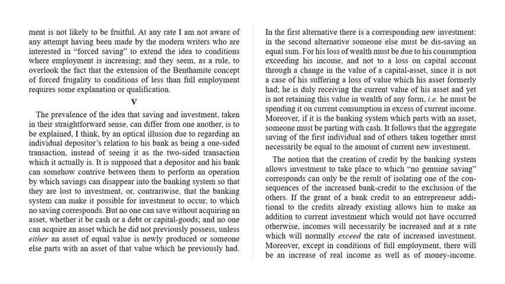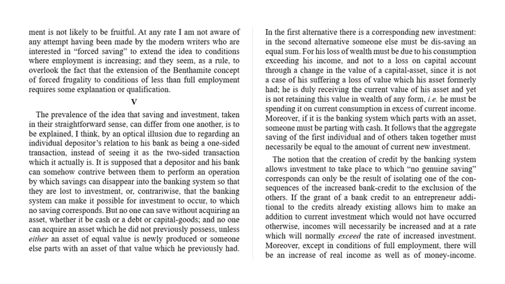Section 5. The prevalence of the idea that saving and investment, taken in their straightforward sense, can differ from one another, is to be explained, I think, by an optical illusion, due to regarding an individual depositor's relation to his bank as being a one-sided transaction, instead of seeing it as the two-sided transaction which it actually is. It is supposed that a depositor and his bank can, somehow, contrive between them to perform an operation by which savings can disappear into the banking system, so that they are lost to investment, or, contrariwise, that the banking system can make it possible for investment to occur to which no saving corresponds.